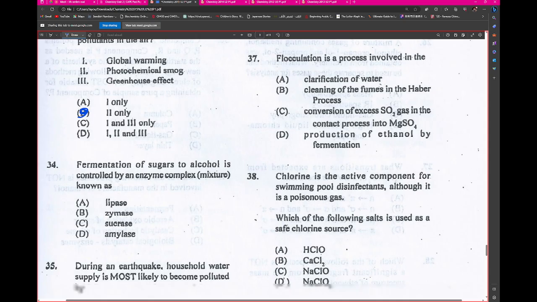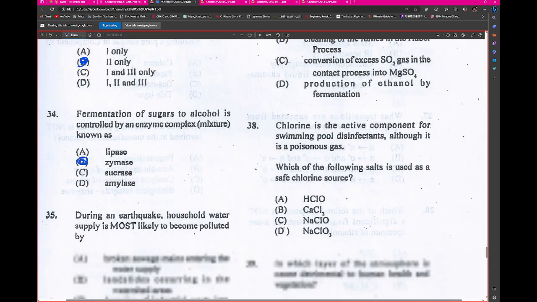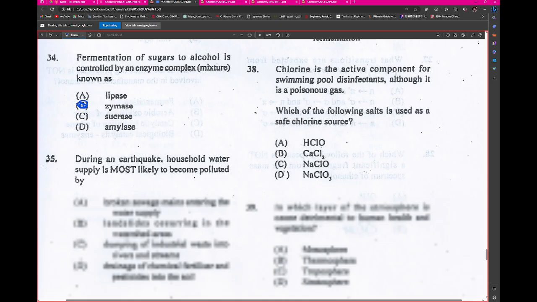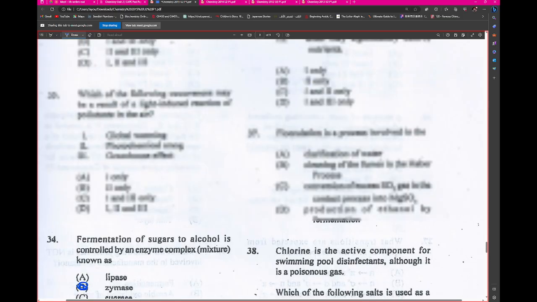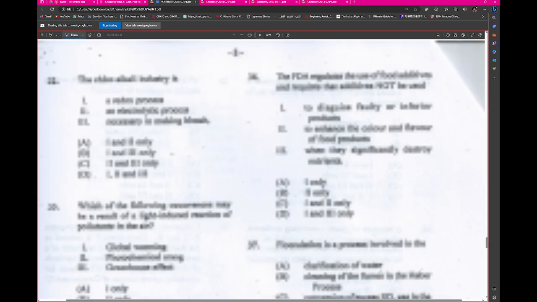34. Fermentation of sugars to alcohol is controlled by an enzyme complex mixture known as zymase, right? Yeah, B. Okay. Beautiful. During an earthquake, household water supply is most likely to become polluted by... Alright, A would be the best answer. Repeat? A as in apple. Okay. I heard C a while ago now, so we'll have to stop the recording.